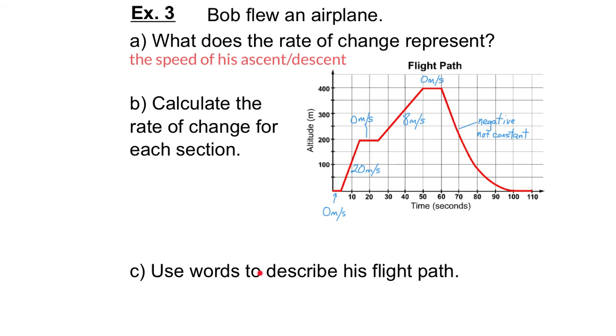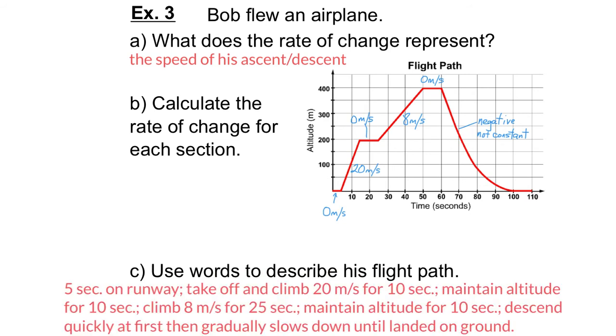Now part C, use words to describe his flight path. I already kind of did that, but now that we have some values, we can be more specific. So I just wrote, he's 5 seconds on the runway, takes off and climbs 20 meters per second for 10 seconds, then maintains altitude for 10 seconds, climbs 8 meters per second for 25 seconds, maintains altitude for 10 seconds, and then descends quickly at first, then gradually slows down until landed on the ground.